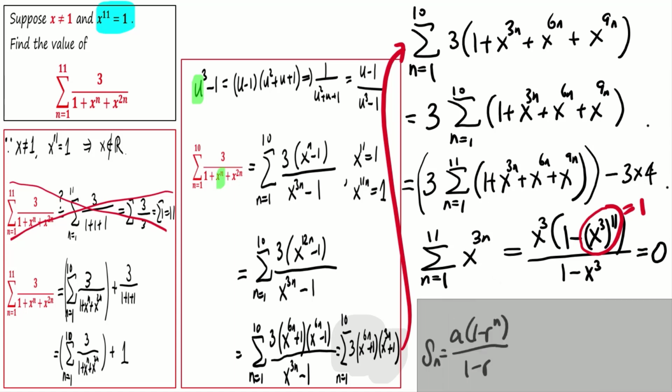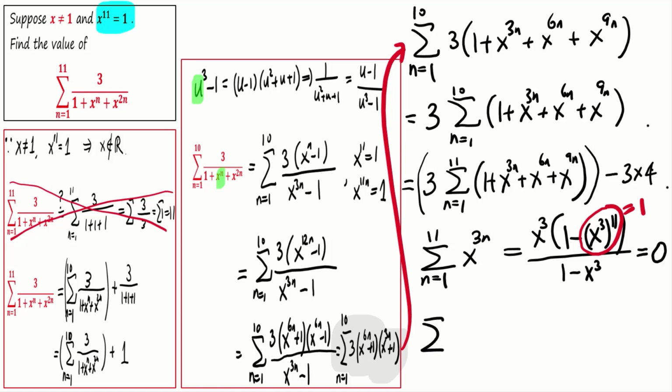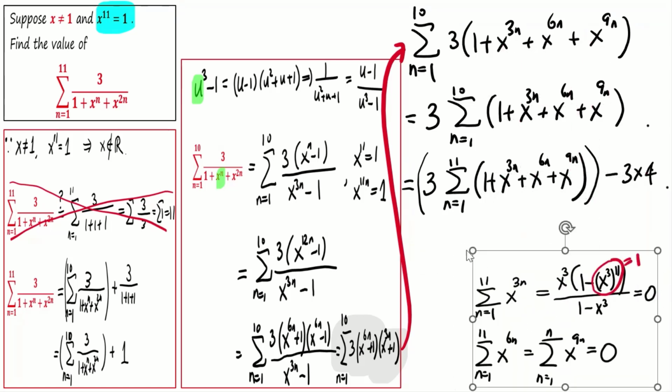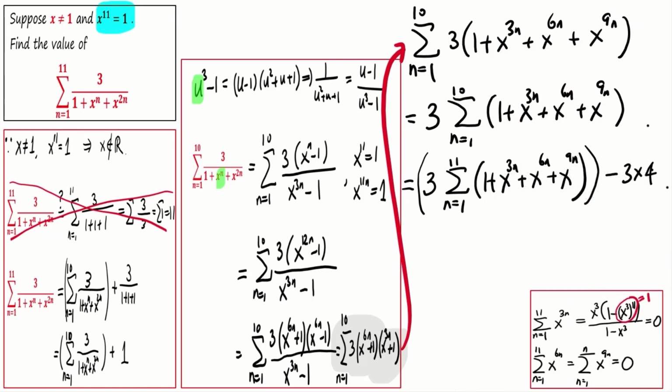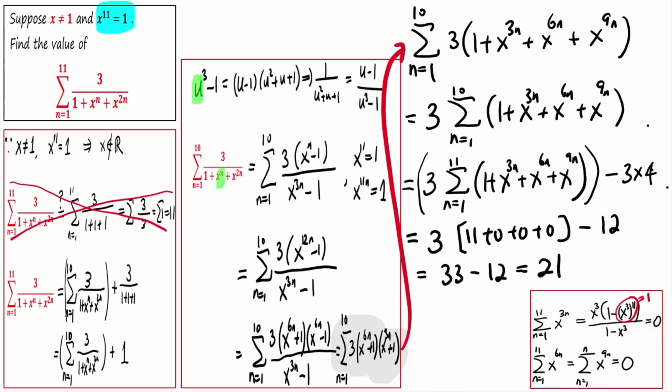Using a similar argument, the summation of x^(6n), n equals 1 to 11, and the summation of x^(9n), n equals 1 to 11, are also both equal to 0. So with this result, we can easily calculate the sum is 3. For the summation of 1, it will be 11. The rest of the summations will be just 0. Then minus 12. So this is 33 minus 12, which is 21. So now we have the summation equal to 21.